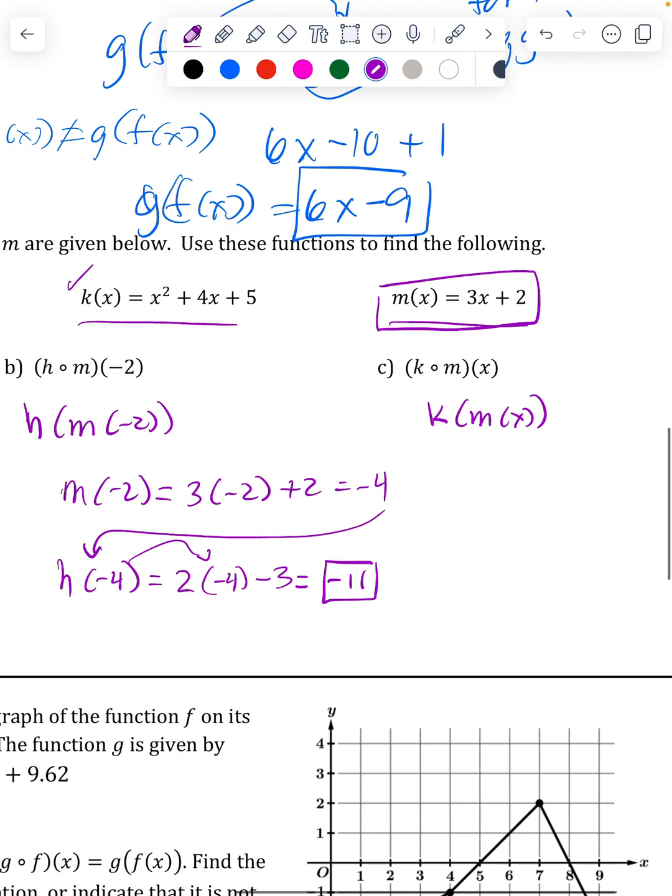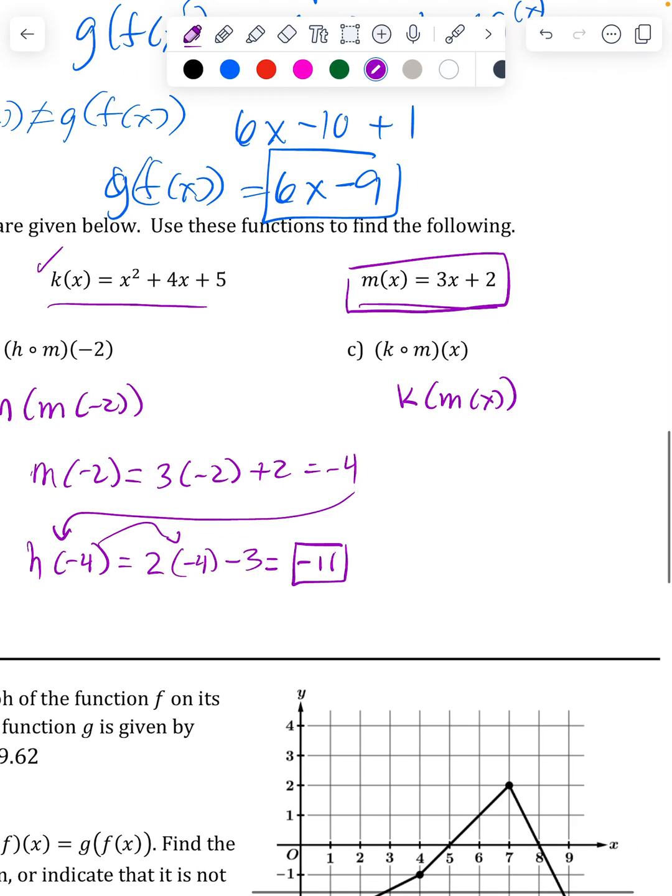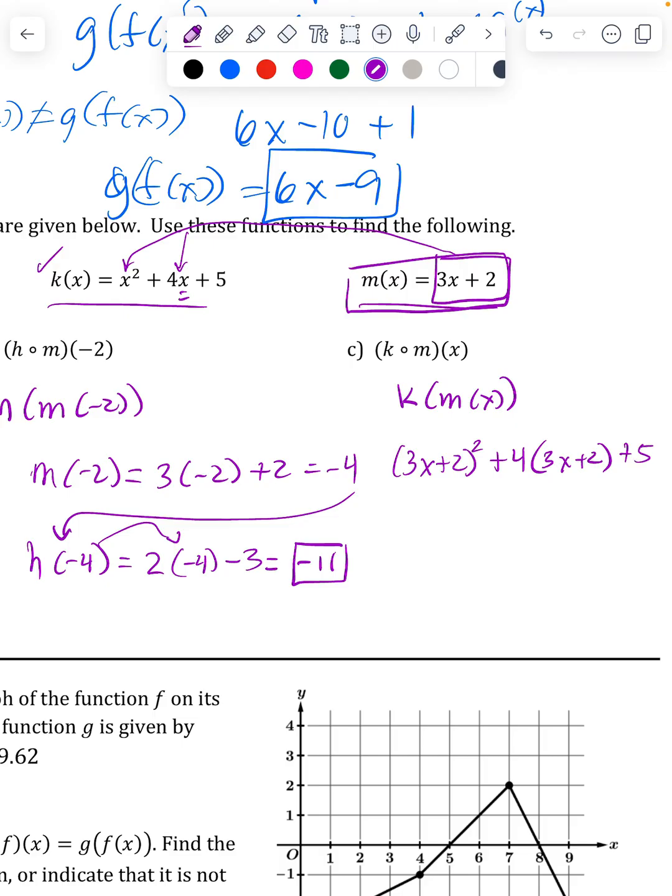And this one's sort of unpleasant, but it is definitely something you need to know how to do, because we're going to take this entire function, 3x plus 2, and put it in for this x and this one. So we will have (3x plus 2) squared plus 4, and then the 3x plus 2 goes in for the x right here, and then plus 5.